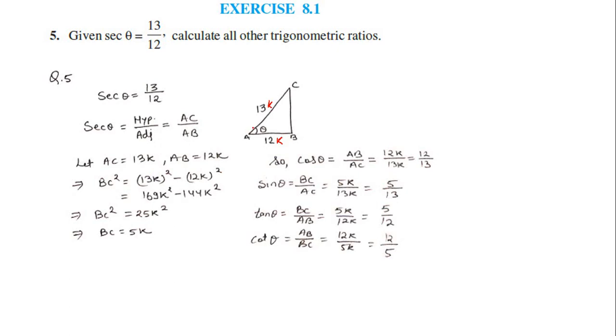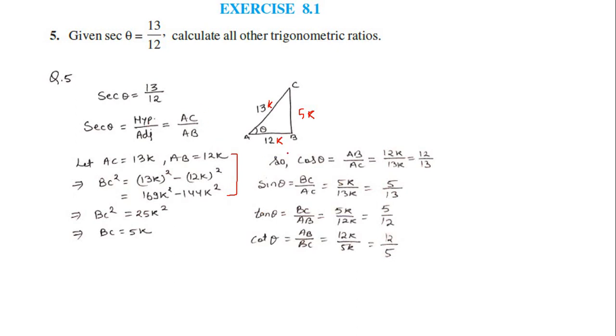With the help of the Pythagoras theorem, I found BC, which is nothing but 5k. You may know the Pythagorean triplet 5, 12 and 13, right? So we got the third side as 5k. This you can show by the Pythagoras theorem. Next, we need to calculate all the T ratios.